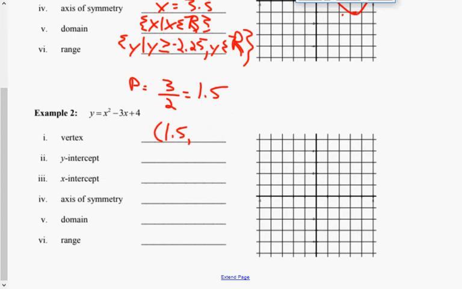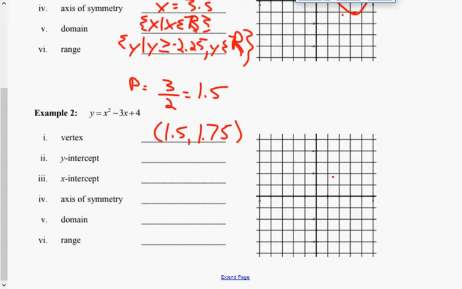What's the answer? What'd you guys get for a q value? 1.75. Even better. 1.75. Okay, so there's my vertex. So I'm at 1.5, which is about here, and 1.75 would put me right about there.